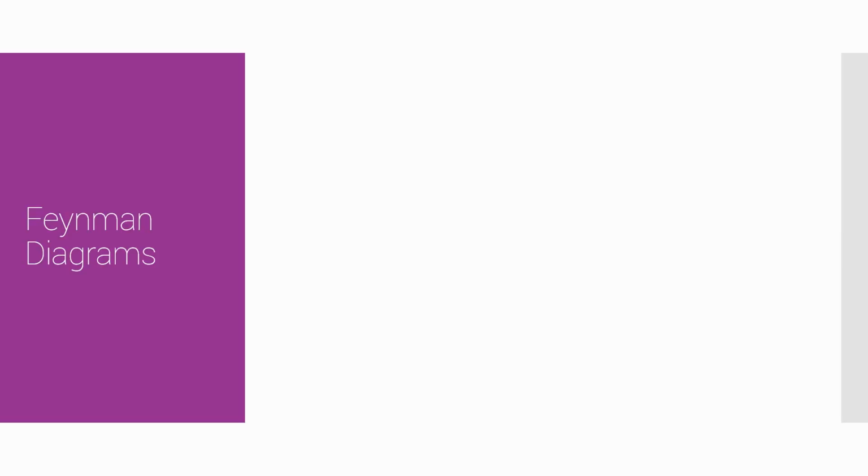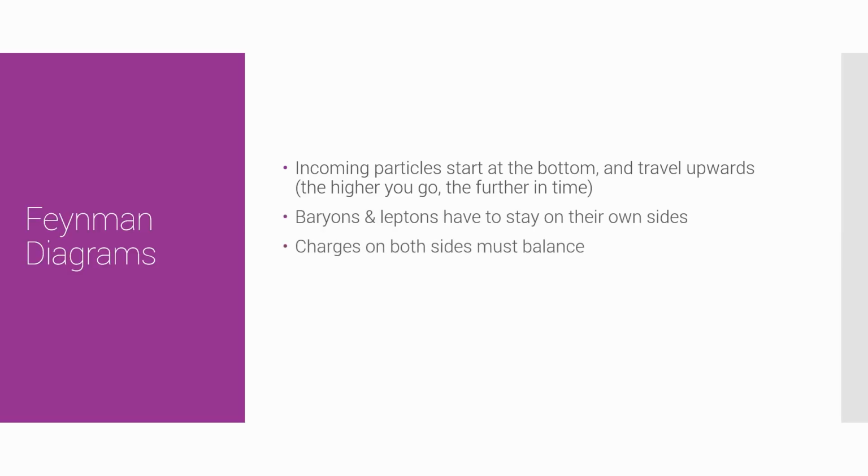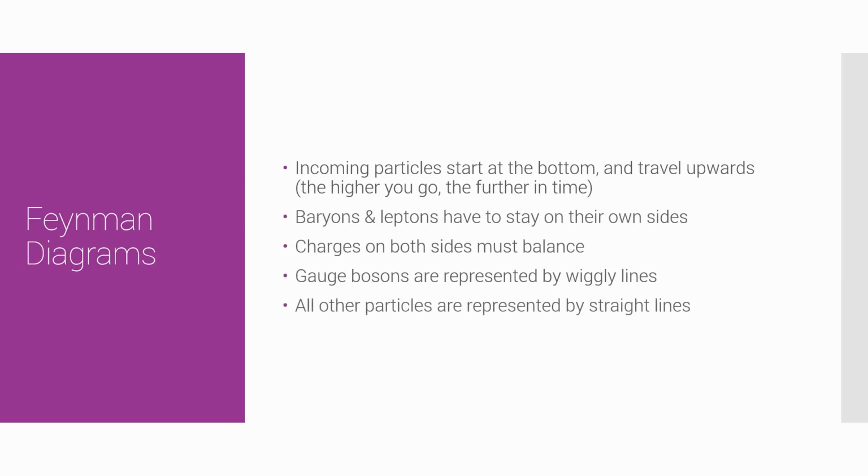But anyways, this guy created these diagrams which help better display particle interactions, although he did have a couple of rules. Incoming particles start at the bottom of a diagram, and they travel upwards. Time is represented upwards. Baryons and leptons have to stay on their own sides. They can't cross sides. Charges on both sides must balance. Gauge bosons are represented by wiggly lines, and yes, this is the proper technical term. You can say wiggly line in your exam. And all standard particles are represented by straight lines.